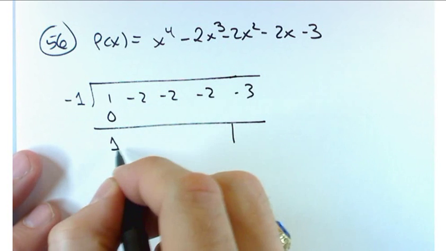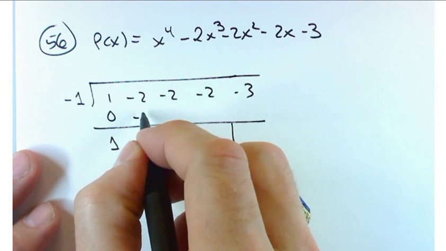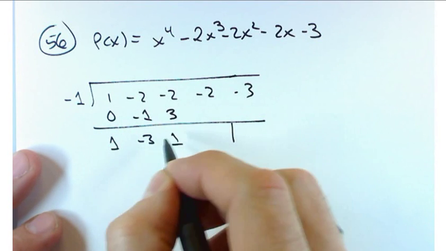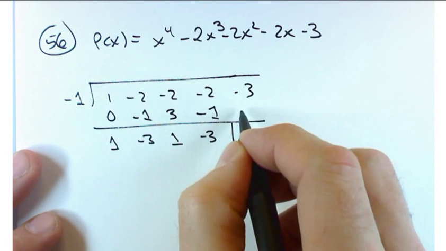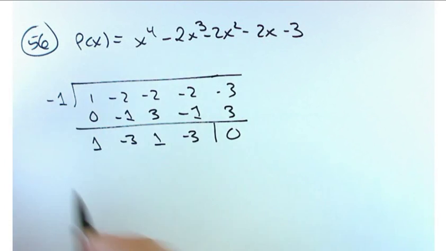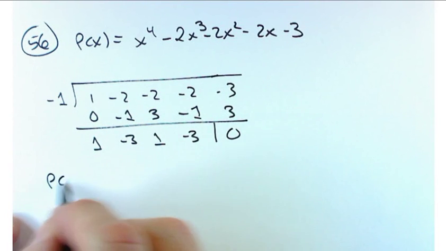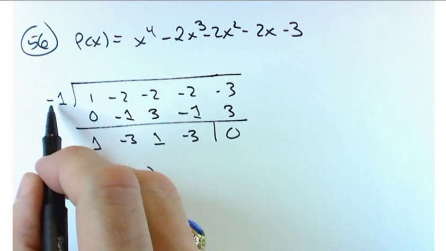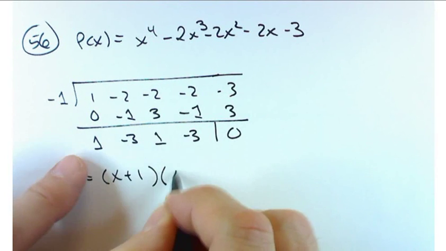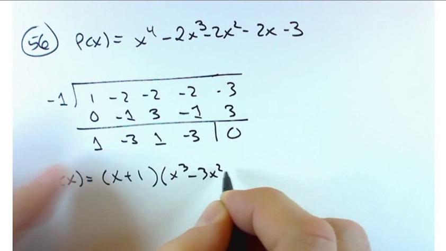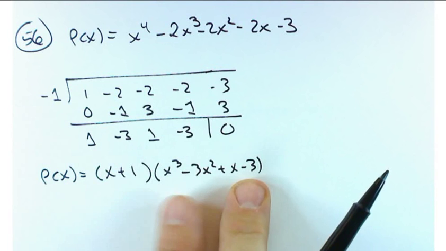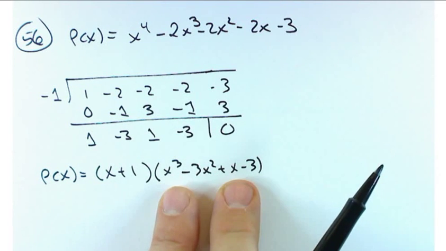So 0 gives me a 1, -1, -3, +3, 0. Great. So what effectively I've gotten here is that I can rewrite p of x as, well, what factor corresponds to this root? x plus 1 times x cubed minus 3x squared plus x minus 3. So nice. But we're going to continue working with this reduced polynomial.